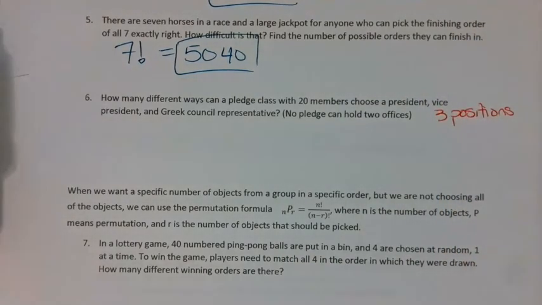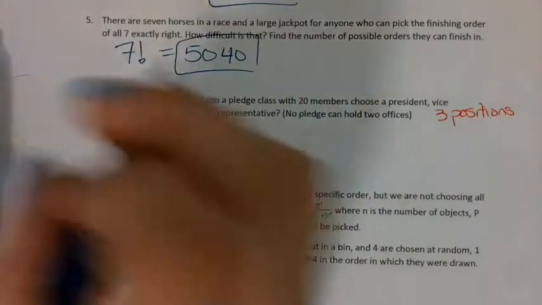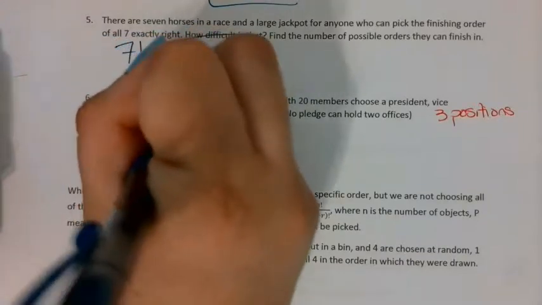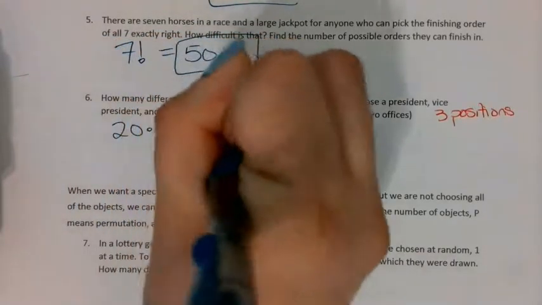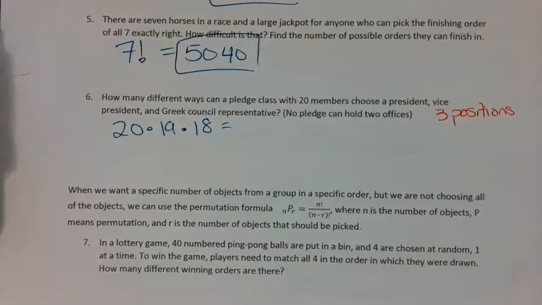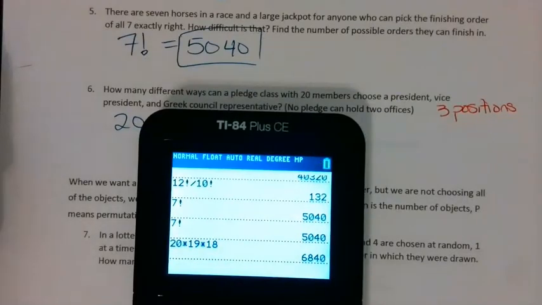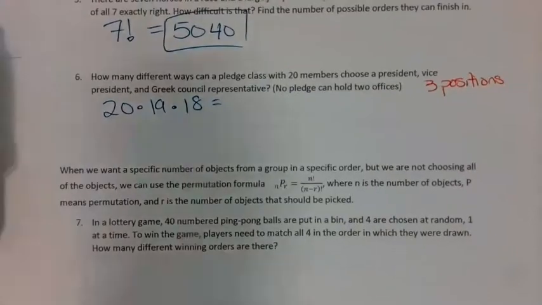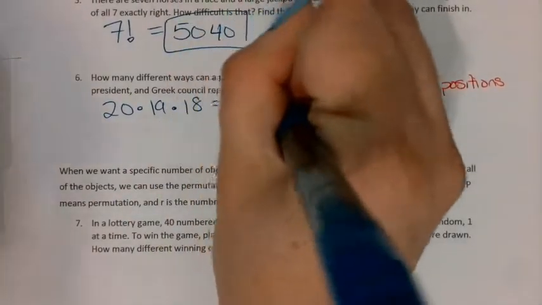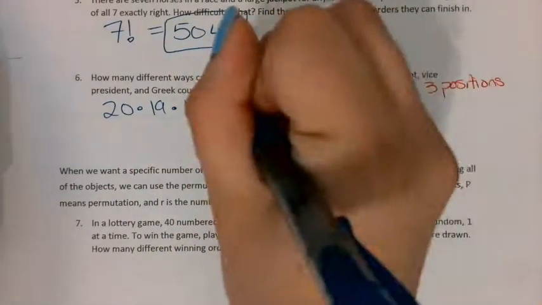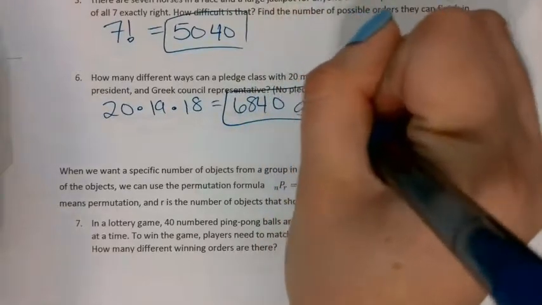And there are 20 people. So what I want to do is count down from 20 until I've hit 3 numbers. So I have 20 times 19 times 18, and then I will type that into the calculator. And I get 6840 different ways.